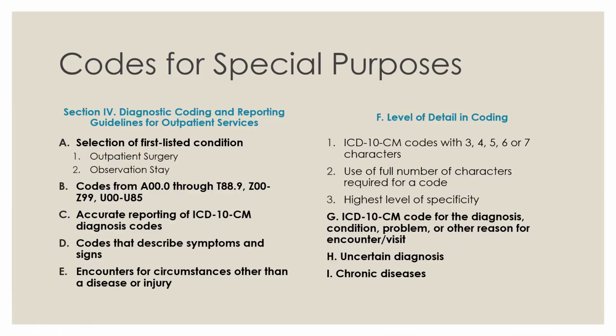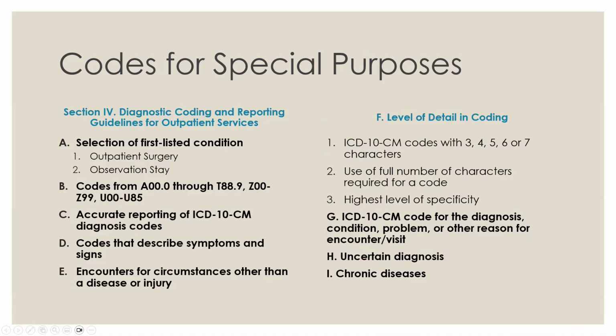For level of detail in coding, we have three different major guidelines. We have ICD-10 codes with a third, fourth, fifth, sixth, or seventh character. Remember that when these additional characters are required, coding must be done at the greatest specificity and must include all required characters to be a complete code. We also want to make sure that we are querying our provider if we see that the record supports a higher specificity, but the provider has not documented it appropriately.